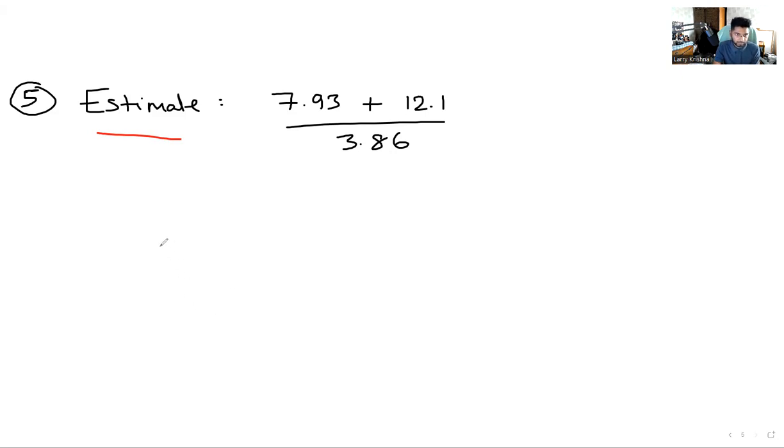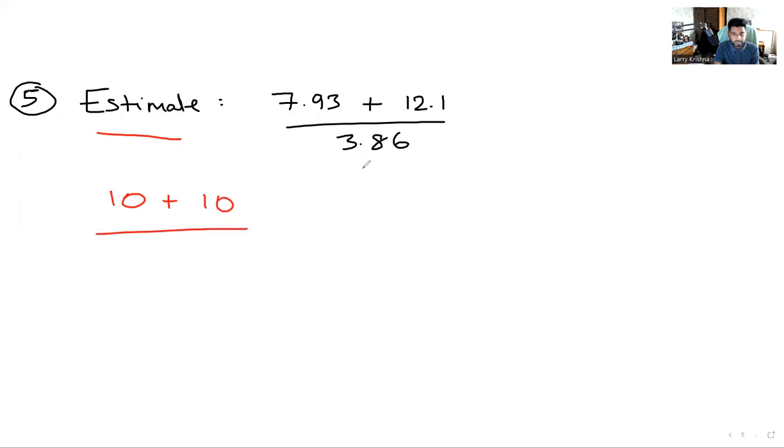So we're going to have 7.93. Estimate basically means rounding. So we can take 7.93 and round this, let's say, to the nearest 10. You've got 7.93, you've got 12.1, you've got 3.86. How about the top part? We can round to the nearest 10, and the bottom part we can round to the nearest 5. So 7.93 to the nearest 10 is going to be 10. So we're going to say 10 plus, and 12.1 to the nearest 10, we could say 10.